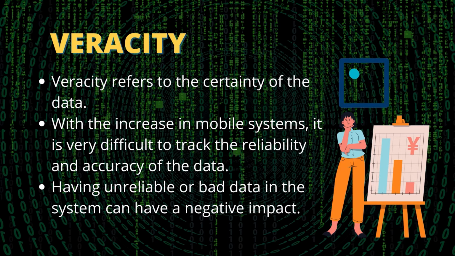Veracity. Veracity refers to the certainty of the data, that is, how accurate the data source is. With the increase in mobile users, it becomes difficult to track the reliability and accuracy of the data, as it may go through a number of different sources. Different processes are required for keeping the bad data out of your system. This includes removing bias, checking for abnormality, removing false or duplicate data. This is to ensure that the data used for storing and processing is a reliable data.